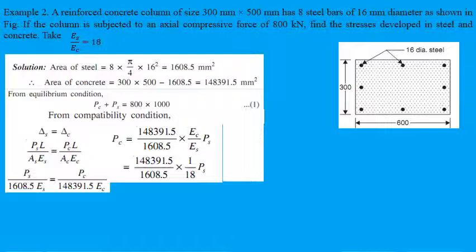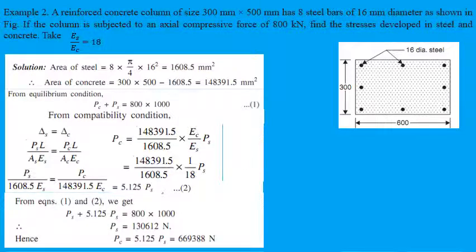We can write this in terms of Ps. So Pc is equal to the area of concrete divided by the area of steel, into Young's modulus of concrete by Young's modulus of steel, into the load on steel. Ec by Es given in the problem is 18. Therefore, in place of Es by Ec we substitute 18, so 1 by 18 multiplied by Ps. After simplifying, we got Pc equal to 5.125 Ps. Call this equation number 2.